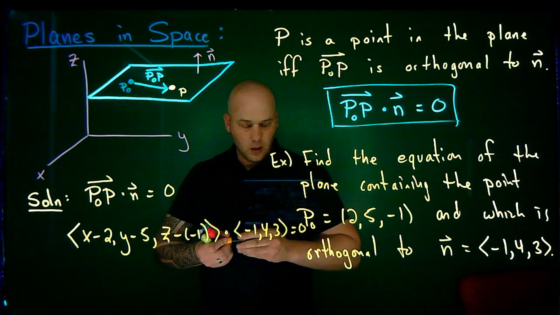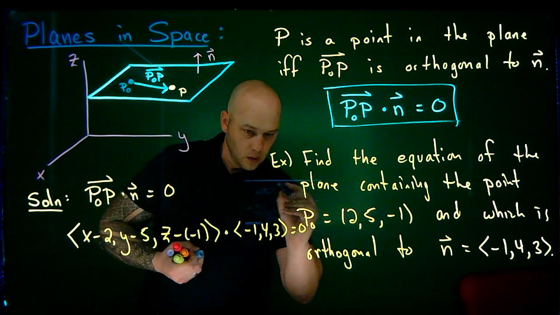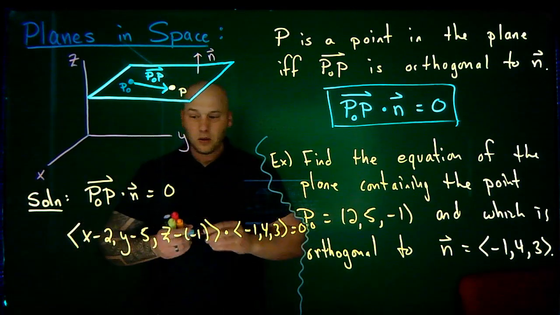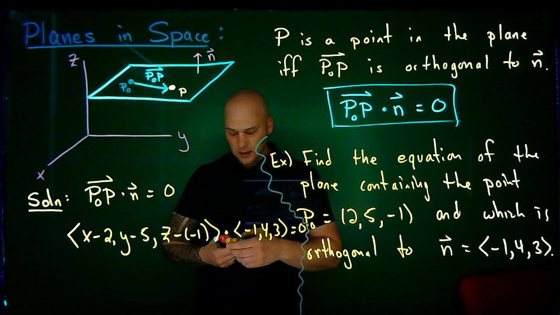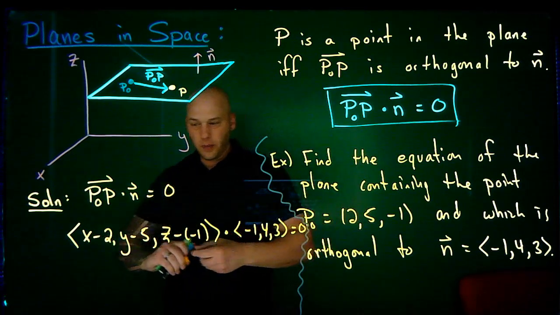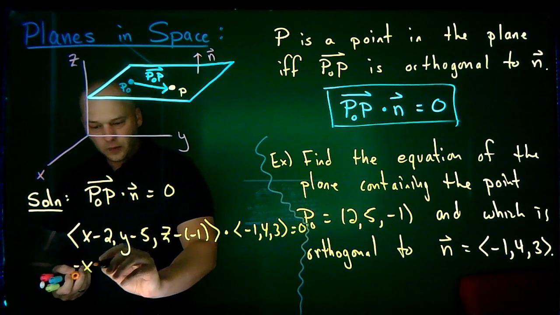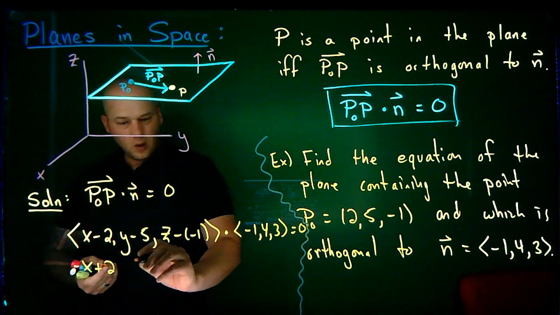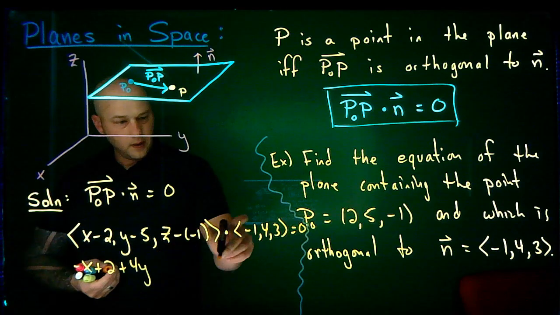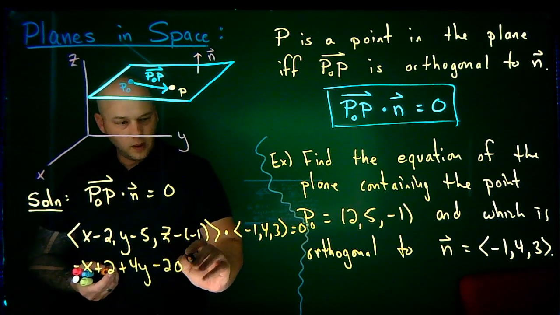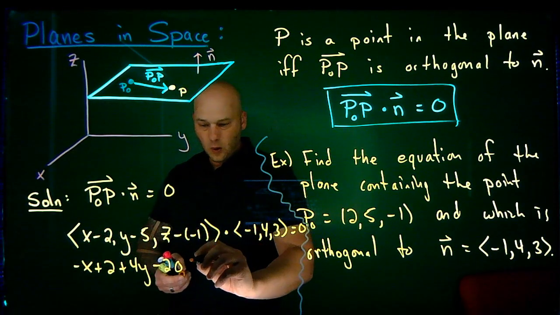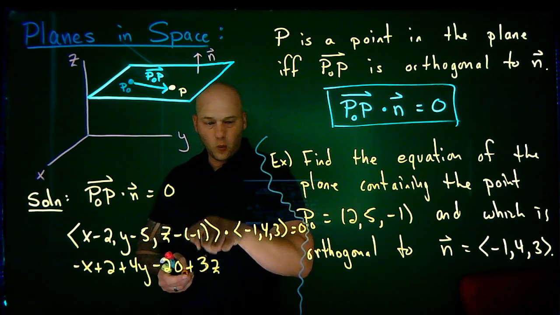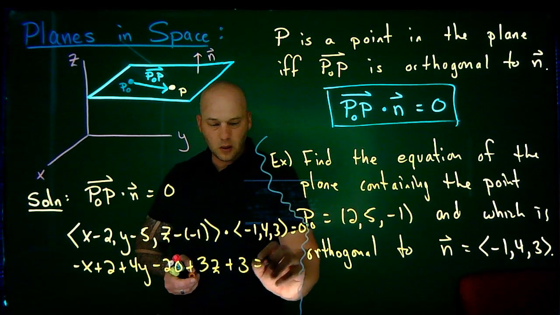Sorry, that's getting kind of squeezed in here. Let me separate that a little bit. Okay, so then just take the dot product. Negative 1 times your first component would give you negative x plus 2. 4 times your y component would be plus 4y, and then 4 times negative 5 would be minus 20, and then 3 times your z component would be plus 3z. Negative negative is positive, so it's positive 1. 1 times 3 would be plus 3, is equal to 0.